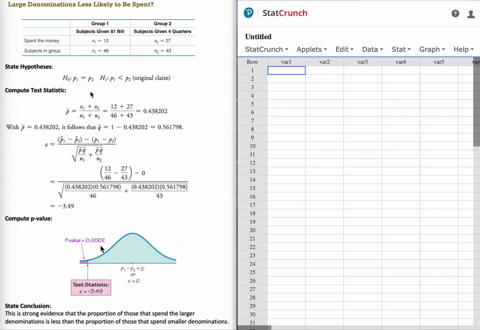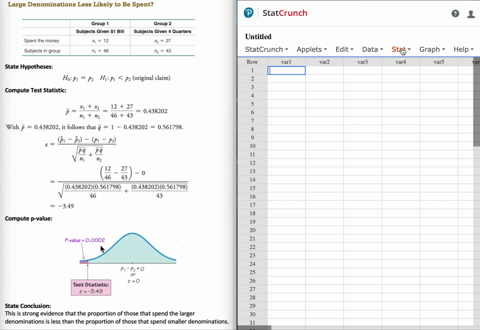So in a hypothesis test, we've stated our hypotheses. We're going to compute our test statistic and our p-value. So here I've illustrated how you might go through using the formulas to achieve the task of computing the test statistic and the p-value. What I would like to do here is show you StatCrunch.